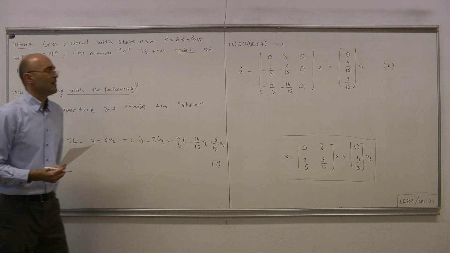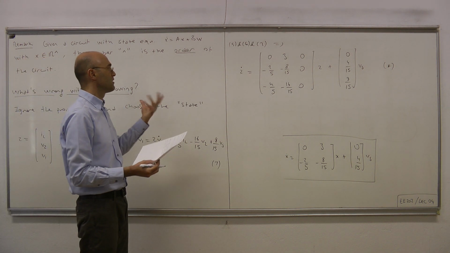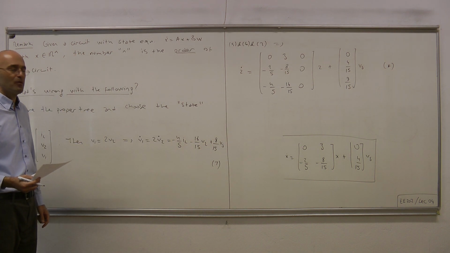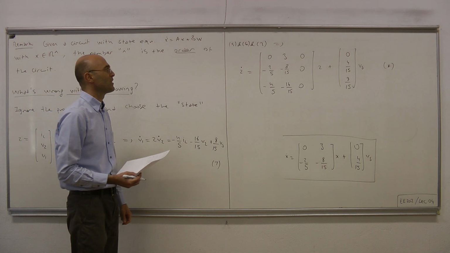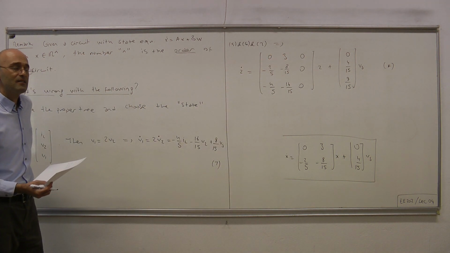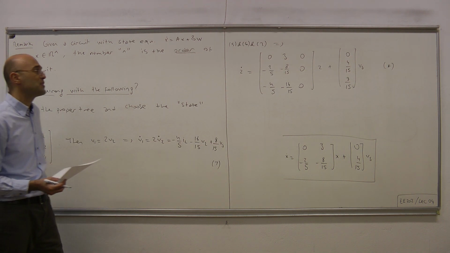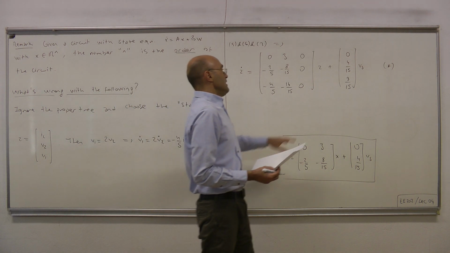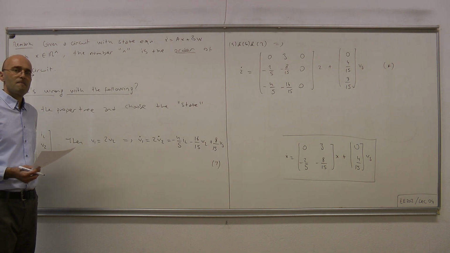is this equation incorrect? The answer is no, it's correct. We didn't make any assumptions, we just used the terminal equations, the information coming from the circuit. So this is true. But still, we cannot call it the state equation, and the reason is it's not a minimal representation of the circuit.